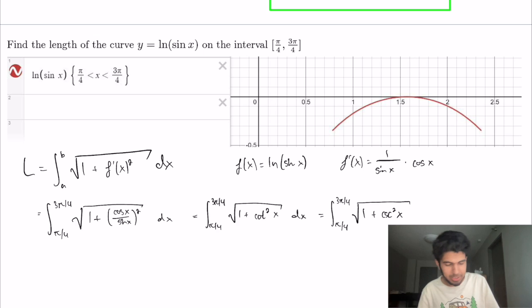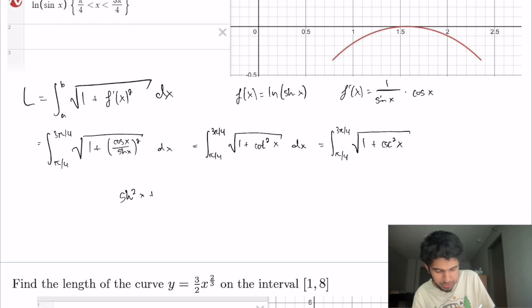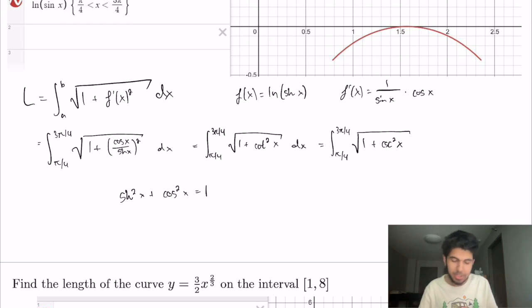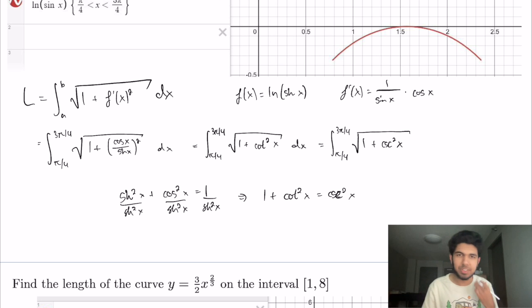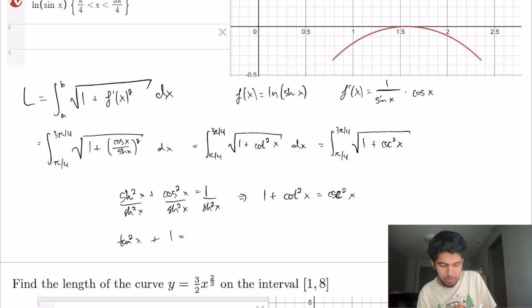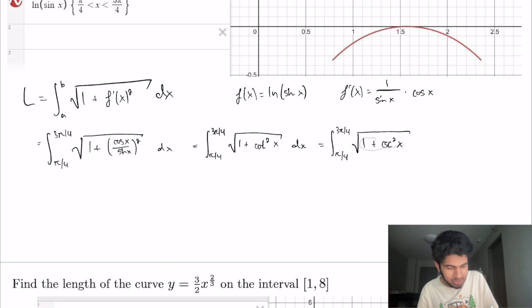The way we can think of this is we know that sine squared of x plus cosine squared of x equals 1. If we divide everything by sine squared of x, we get 1 plus cotangent squared of x equals cosecant squared of x. I always forget this one, so this is how I would remember it. Another way to get the other identity, you can divide everything by cosine squared of x, and you get tangent squared of x plus 1 equals secant squared of x. I just remember sine plus cosine is 1 and then go from there. But anyways, sorry, this is just cosecant squared here.